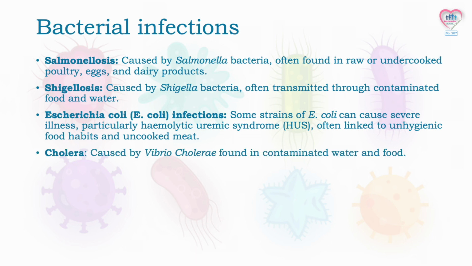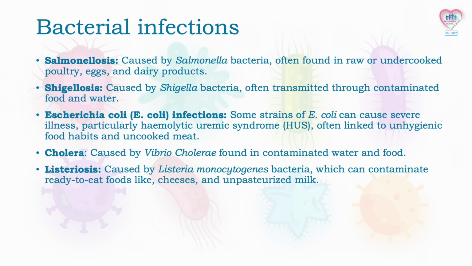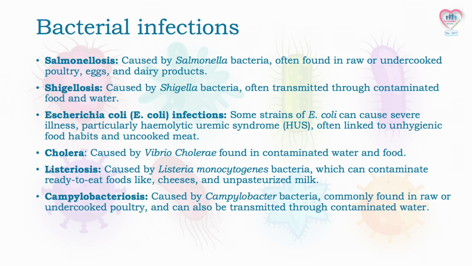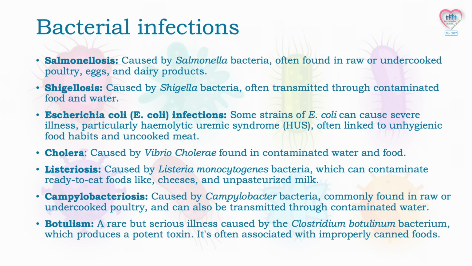Cholera, caused by Vibrio cholerae found in contaminated water and food. Listeriosis, caused by Listeria monocytogenes bacteria, which can contaminate ready-to-eat foods like cheeses and unpasteurized milk. Campylobacteriosis, caused by Campylobacter bacteria, commonly found in raw or undercooked poultry, and can also be transmitted through contaminated water. Botulism, a rare but serious illness caused by the Clostridium botulinum bacterium, which produces a potent toxin. It's often associated with improperly canned foods.